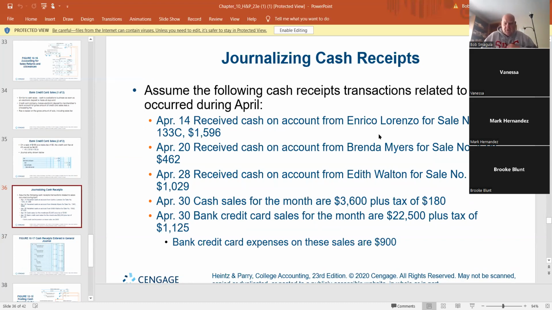Okay, I think we know how to do these, but we'll go over them here. Journalizing cash receipts. Well, now we're collecting all this money. We're collecting money from Enrico and Brenda and Edith, and those are without sales tax. We have cash sales, which did include a sales tax number, and we had credit card sales for $22,500 plus a tax of $1,125. And the bank credit card fees on these sales are $900. They're giving us the number, okay? It looks like it's 4%, if I did the math right in my head, okay? So let's see what we have.